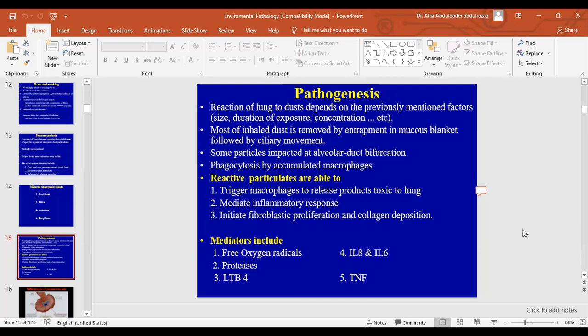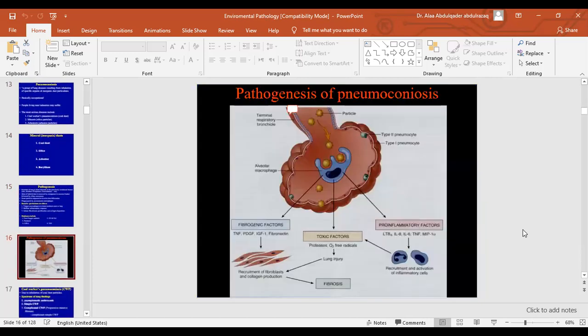And trigger macrophage to release a product toxic to the lung, trigger mediate inflammatory response and initiate fibroblastic proliferation and collagen deposition leading to the fibrosis. هذا هو pathogenesis. The mediators that will be produced include oxygen free radicals, proteases, leukotriene B4, interleukin 6 and 8 and tumor necrosis factor.